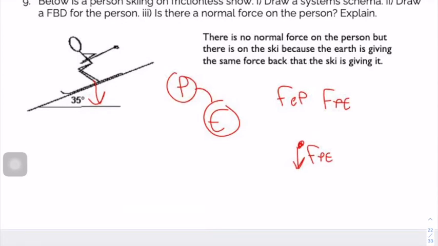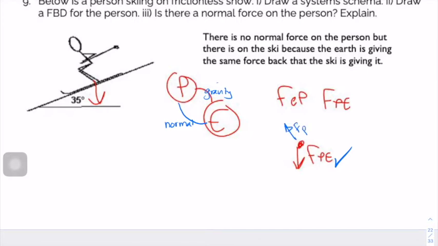All right, so we're missing another interaction. We know that one of them is gravity, and then we also have to have a normal force. So normal, and then gravity. Force on the person by the earth, that is correct, but we are missing the normal force.